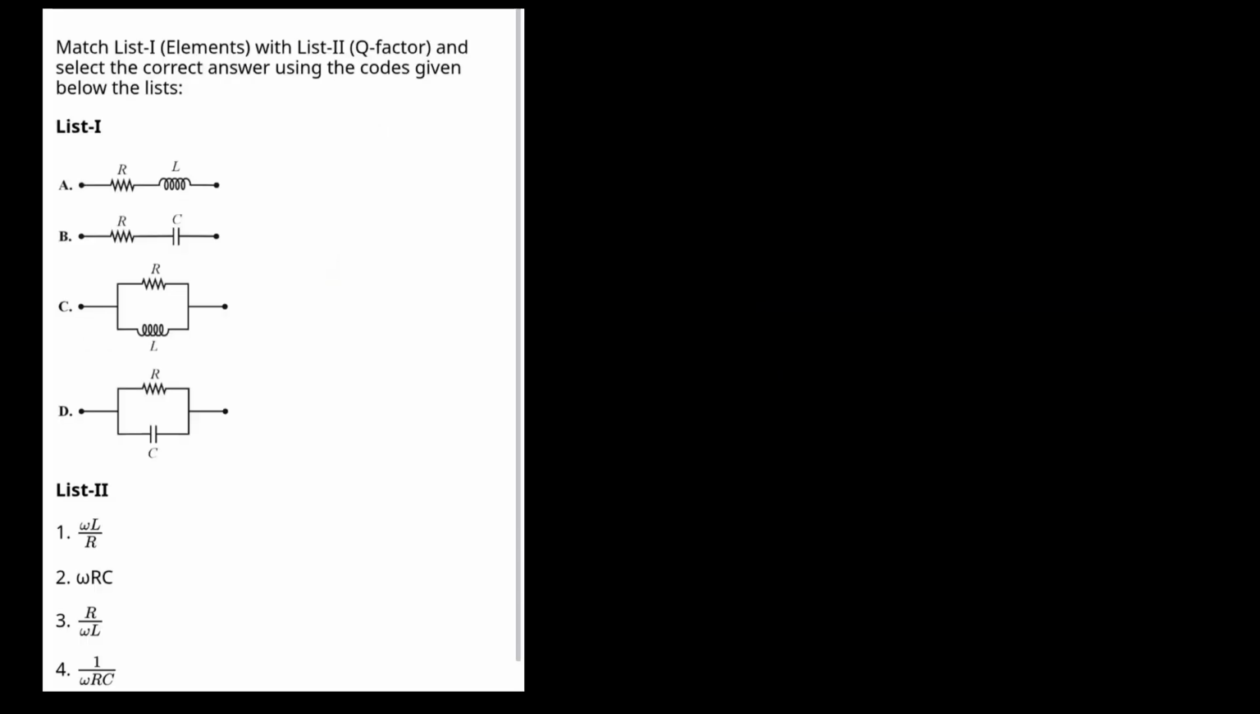Here you can see they have given two lists, list 1 and list 2. We have to match with the corresponding Q factors. Option A is a series RL circuit. Therefore the Q factor will become XL by R, that is omega L by R. What is the correct match for option A? It is 1.